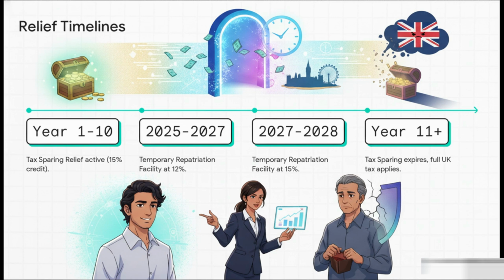Also take a look at the Temporary Repatriation Facility, or TRF, on the timeline here. If you have old, pre-2025 income sitting offshore, the TRF gives you a super brief window, just until 2028, to bring that money into the UK at way lower tax rates of 12% and 15%. Definitely a strategic window you should look into.